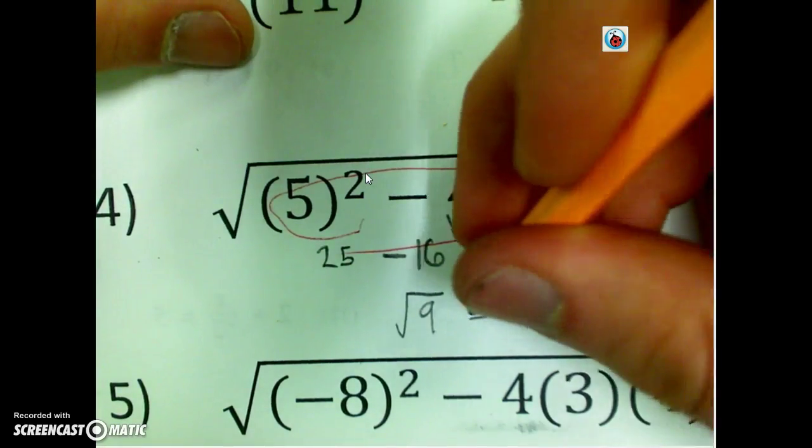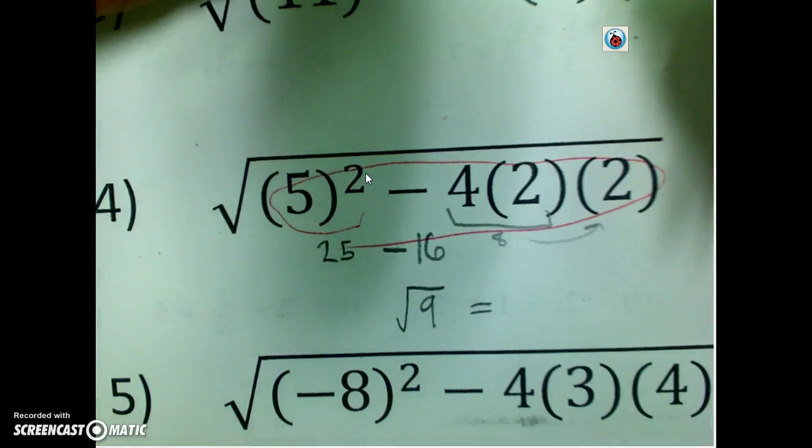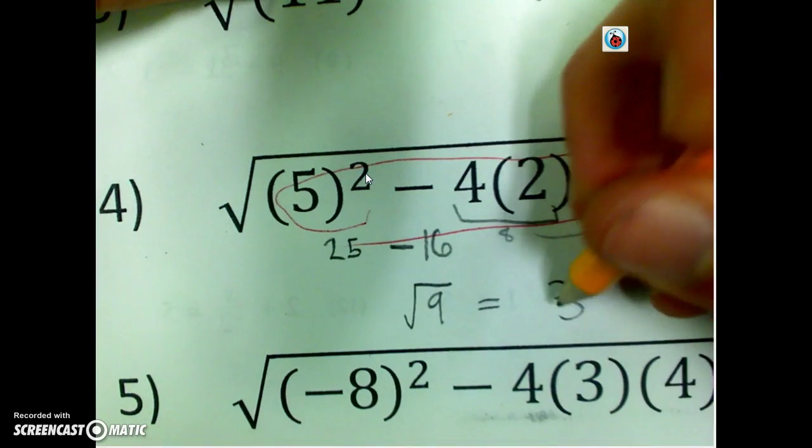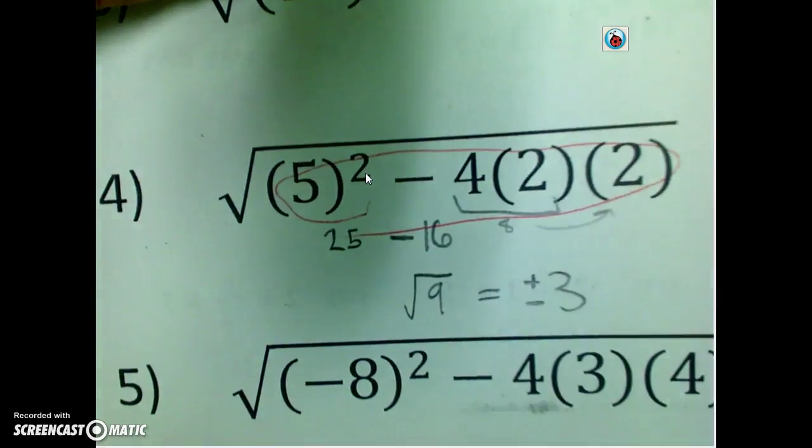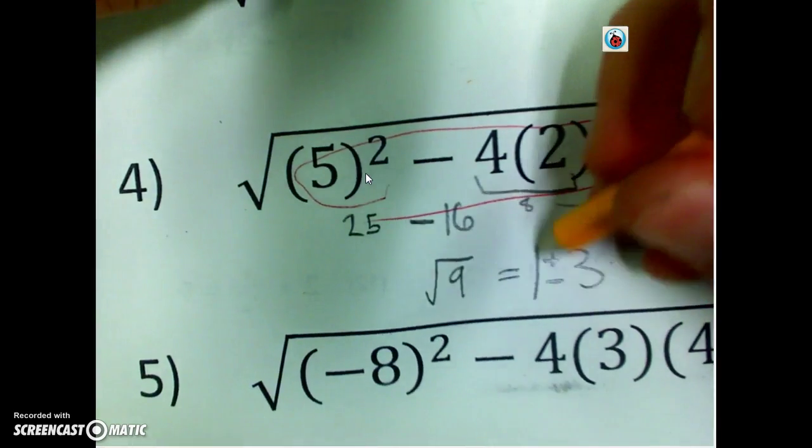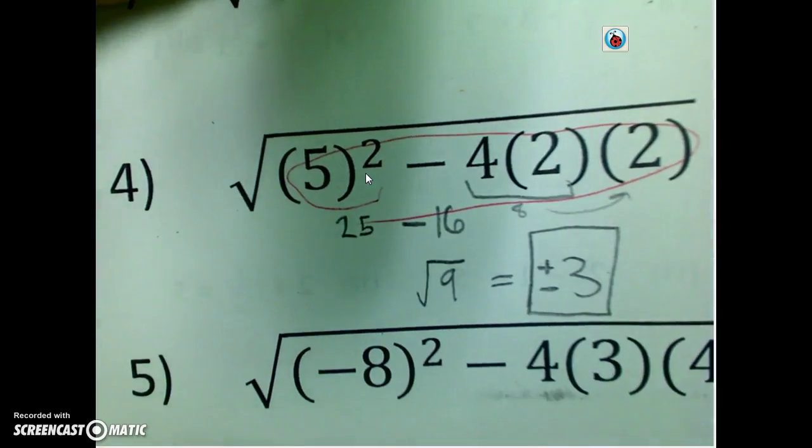So then when we take the square root of 9, what number multiplied by itself gives 9? That's a 3. And it could be positive or negative 3. That would be our answer right there.